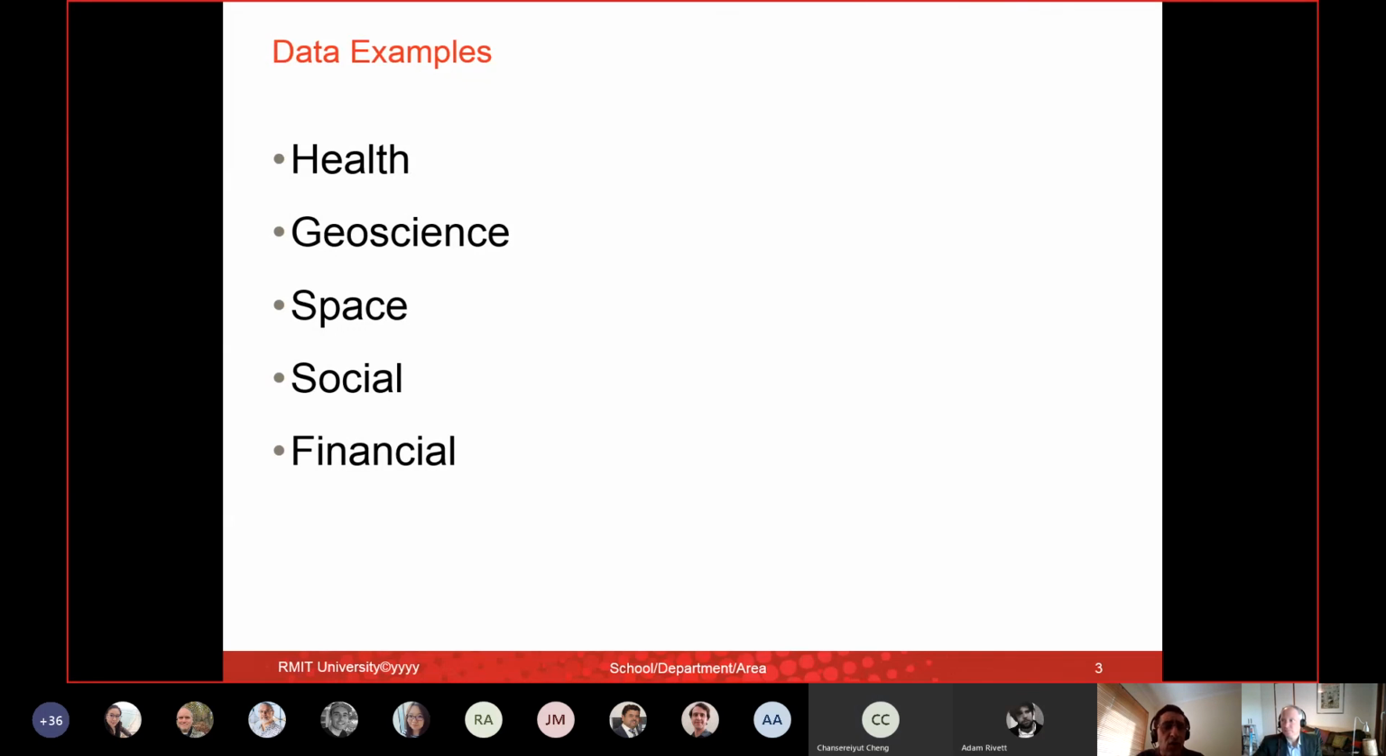So the data can exist in all kinds of areas: health, geoscience, space, social, financial. Now, I work in the area of health, but in today's climate of American politics, we are very familiar with what's happening in the social context. And more recently, we've been hearing about all the financial data exploitation that is available. So these are some of the examples where you have a lot of data available for analysis to be conducted. Next slide, please.